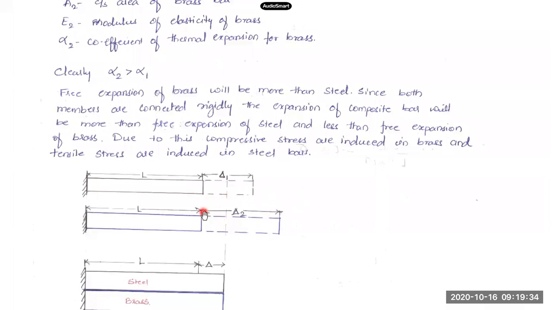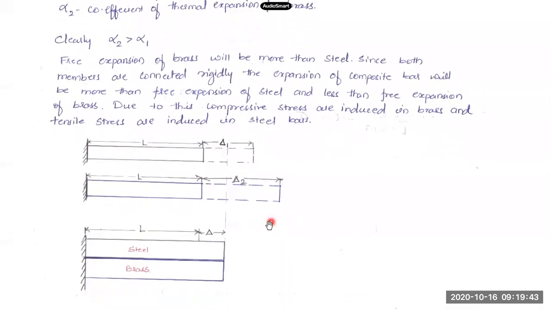Okay. So it is trying to stretch it beyond delta 1. So this will cause tensile stresses in this steel bar. Okay. So that will result in a deformation delta in this composite bar. This is the delta composite bar deformation. So what you find is some stresses are developed in both the bars of different nature. Brass, it is having compressive stresses. Steel, it is having tensile stresses.